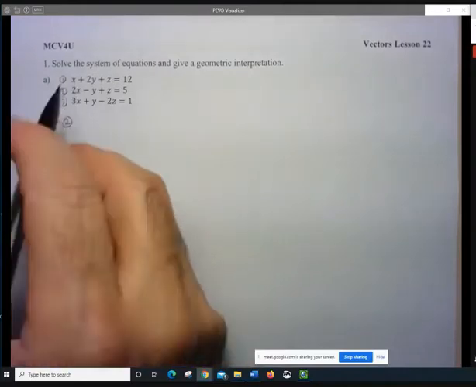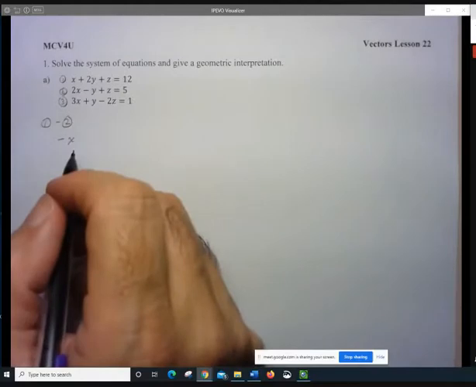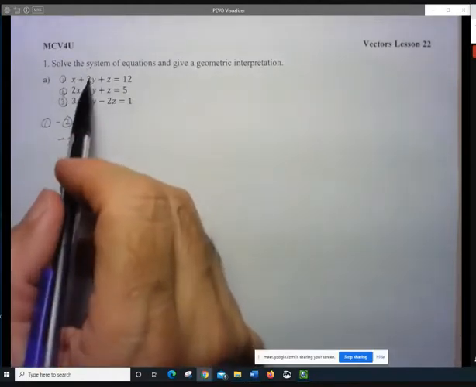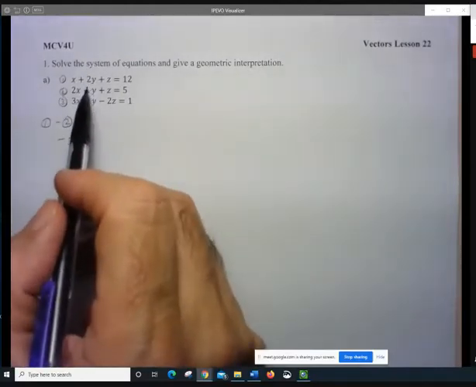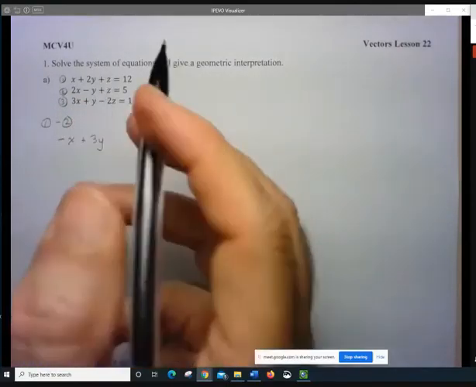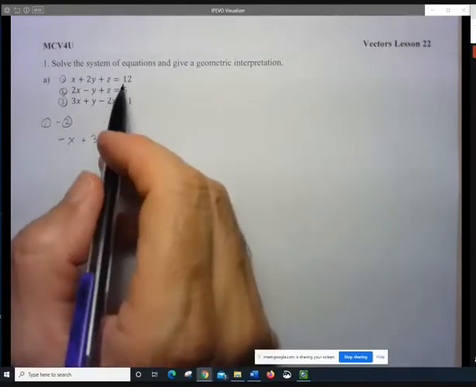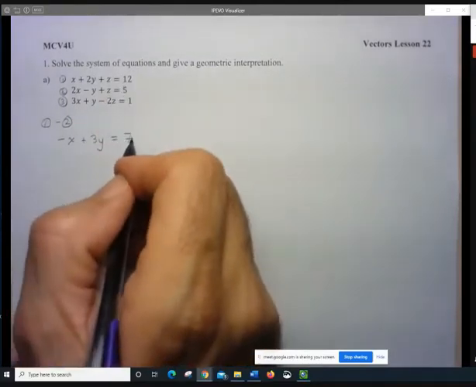So x minus 2x is negative x, and of course, please make sure you're checking my algebra here. So I have 2y minus negative y, so 2y plus y, so plus 3y. Okay, z minus z, 0. That's what I was trying to accomplish. Okay, and 12 minus 5 is 7.